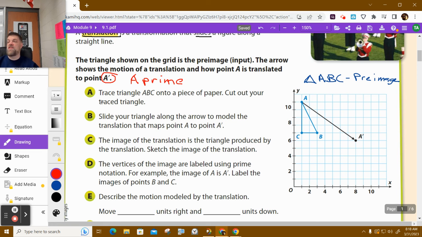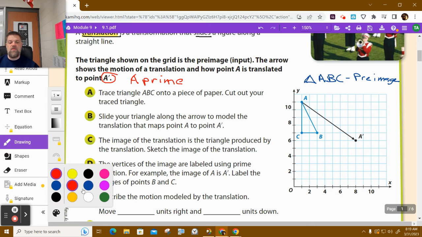So we're going to do a bunch of these transformations. The first thing we're going to do is translations. Then we'll talk about a bunch of other stuff. Then when you take geometry in 2 years, this is what you'll do most of the year. Well, not most of it, like the first quarter. Okay. So anyways, it says trace the triangle ABC on a piece of paper, cut it out, and then trace it. We don't really need to do that. We don't have time to do it. I don't want to do it right now. I'm just going to show you how to graph it.